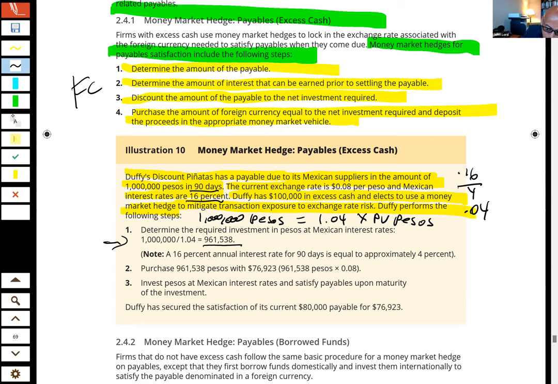They gave us the note here about how we got the 4%. I don't know why they didn't put that at the beginning. Since the pesos right now are worth 8 cents US, we would use 76,923 to lock in that we're going to get 961,538 pesos. Now we're locking in what we're going to have to pay. We basically satisfy that payable of $80,000 for 76,923 because we invested that excess cash and had some earnings on that. So that's pretty smart.